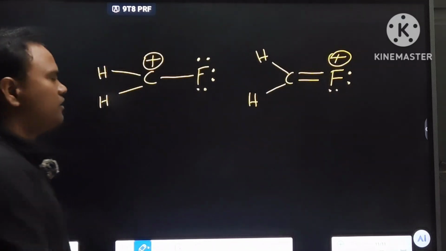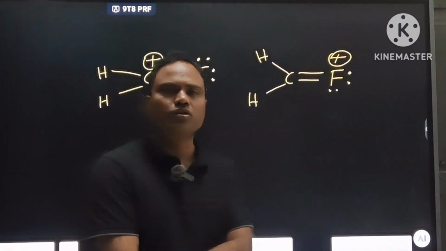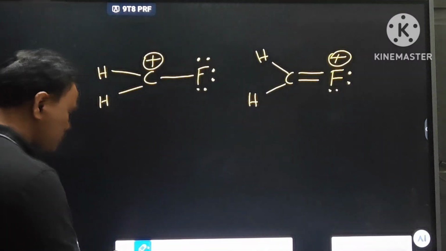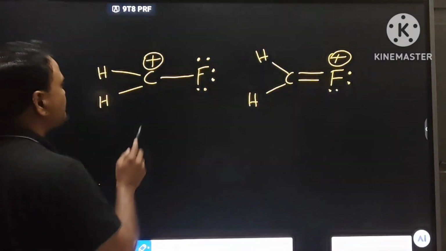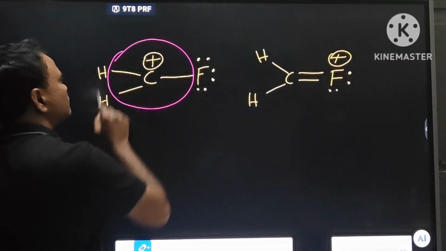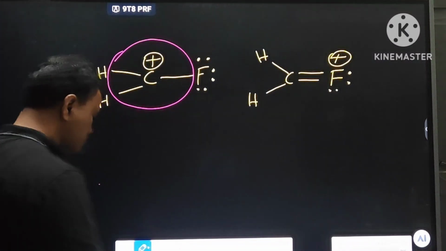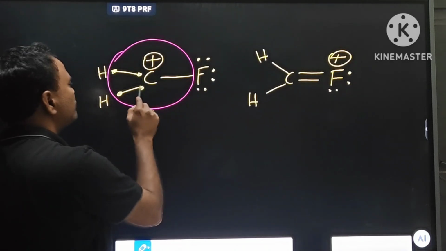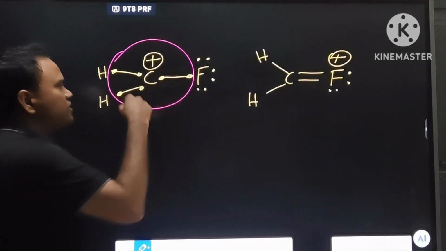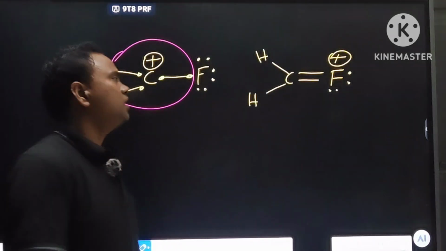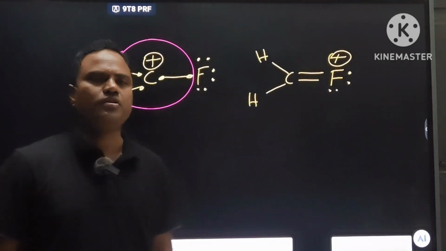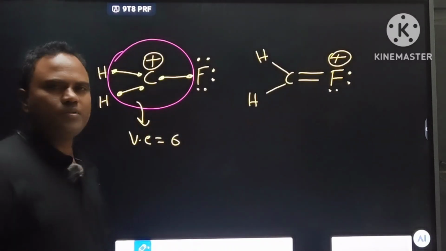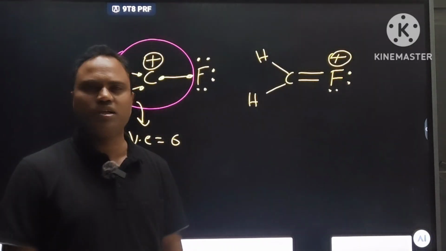Clear? Now we are going for the reason. Why is this more stable? Very, very important. Look at this, all of you. Observe the pink circle: 1, 2, 3, 4, 5, 6. Around this carbon, how many electrons are present? 6 electrons are present. Is octet present? No, octet is not present.